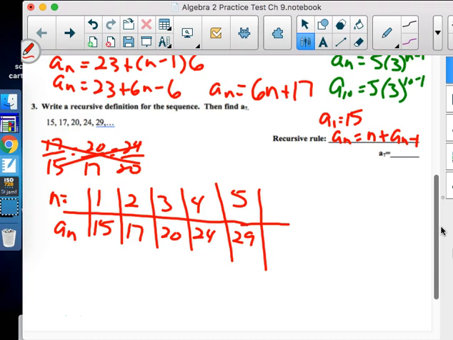Now, we have to find the 7th one. Well, that's only 2 away. 29 plus 6, 35. 35 plus 7, we've got it.